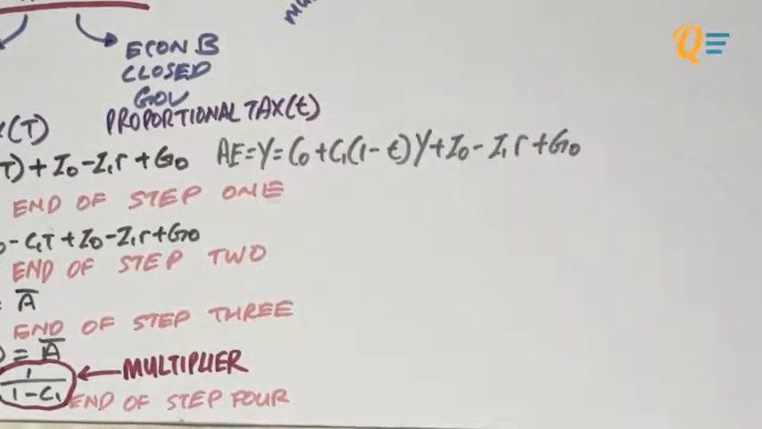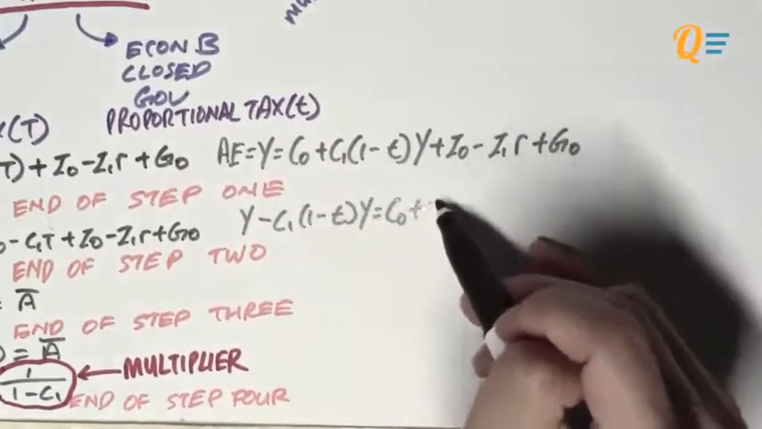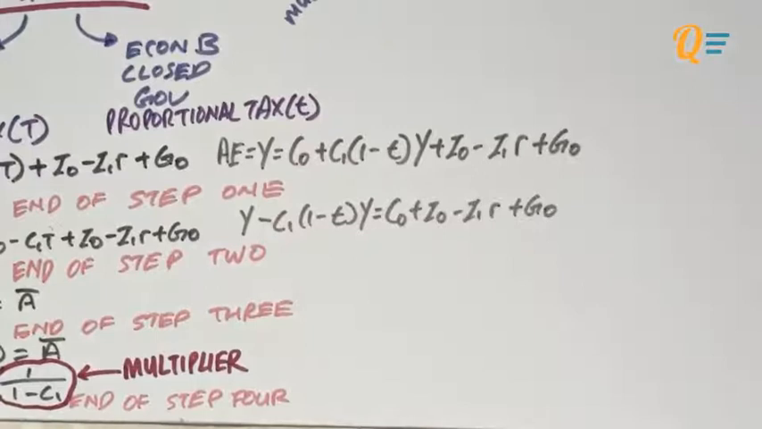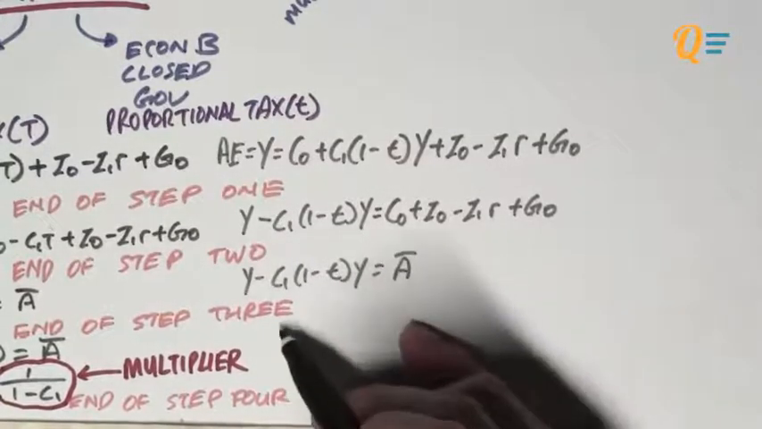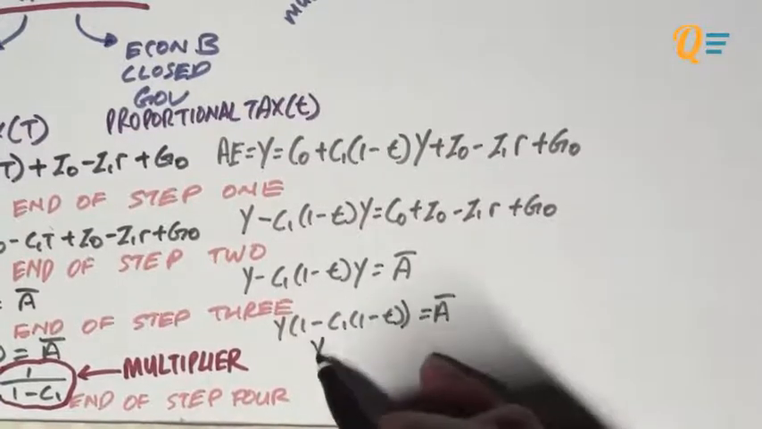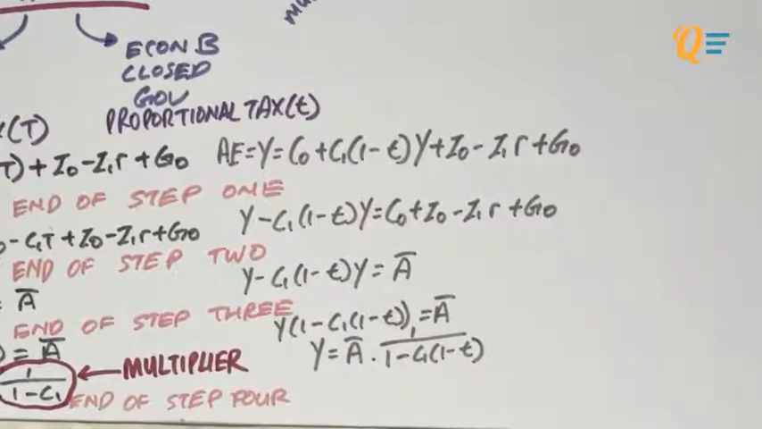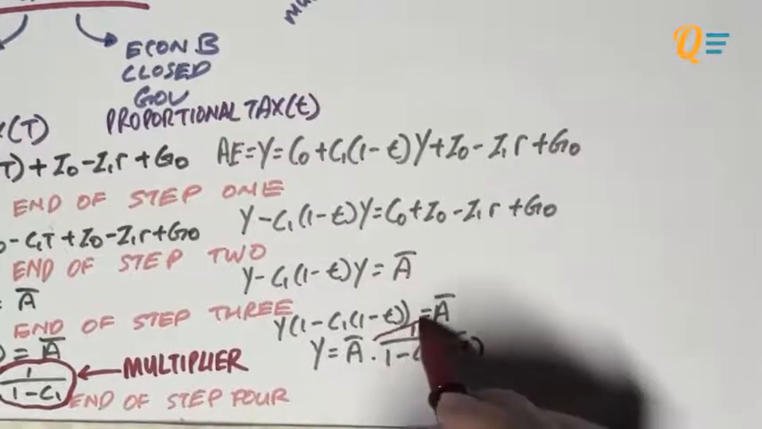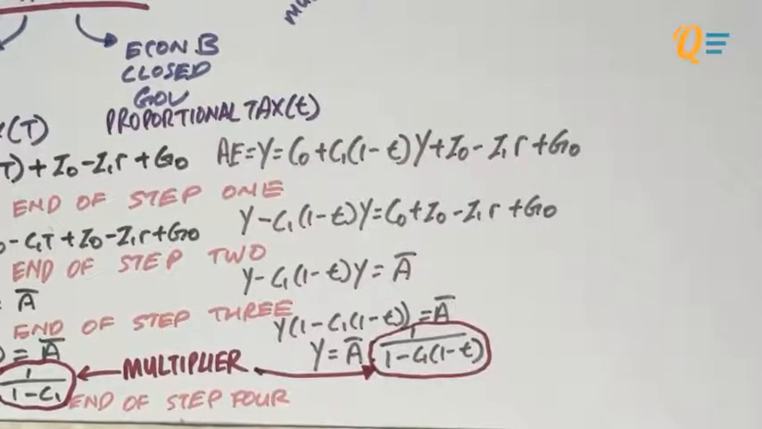Now, looking at the case whereby you have an economy with a proportional tax, so let's do it step by step again. Now I'm at step 2. I'm bringing all the Y items to the left. Okay, I'm going to group all the right-hand side stuff into A bar. Okay, now I'm going to factorize Y out of the left hand side and divide both sides by that chunk that you see over there. Okay, so this is the multiplier for economy B.